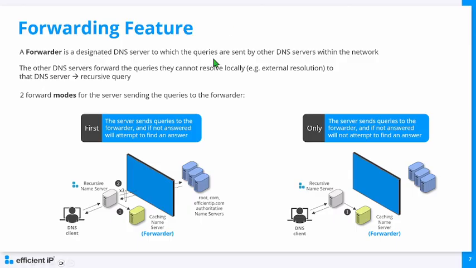So again, it's an on-off. It's just that there are two modes. You can set it to mode first or mode only. Okay, so let's talk about first. Now, when you set the forwarder, you add the IP address. So you type in the IP address of the forwarder.